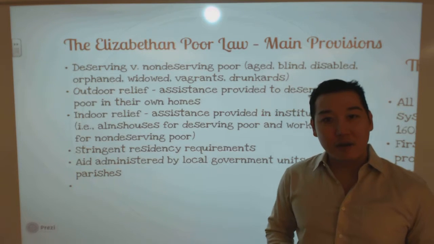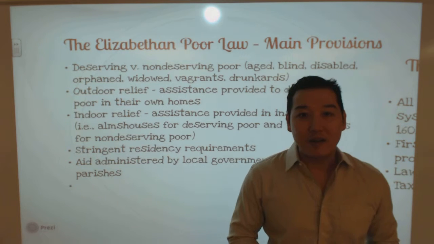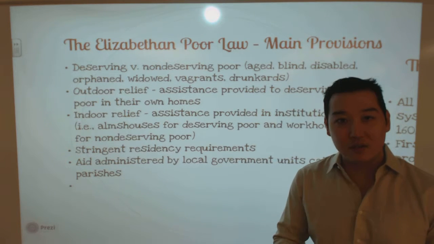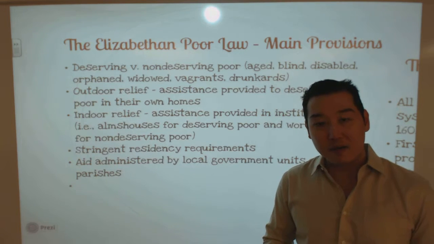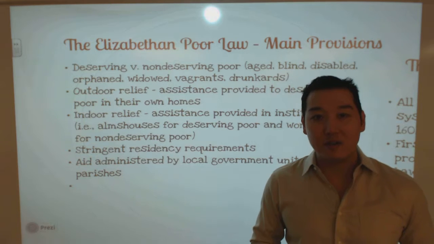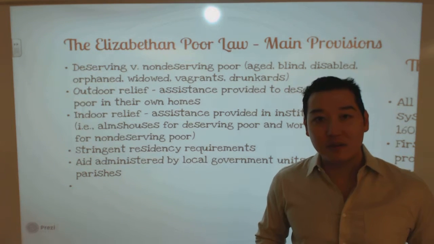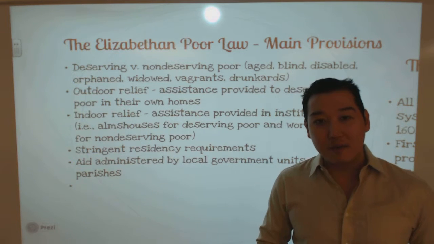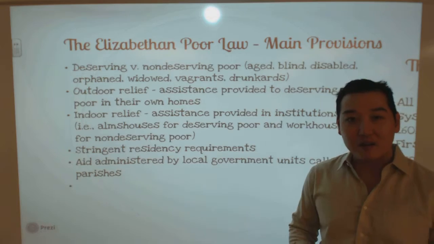Finally, we have some other characteristics of the British Poor Laws. We have strict residency requirements. You had to be a resident of a particular local jurisdiction to receive assistance from your government. Another important point is that we have local administration of assistance. At this time, it wasn't that we had a federal government that provided welfare assistance. It was local government units in Britain called parishes that provided assistance to the poor.